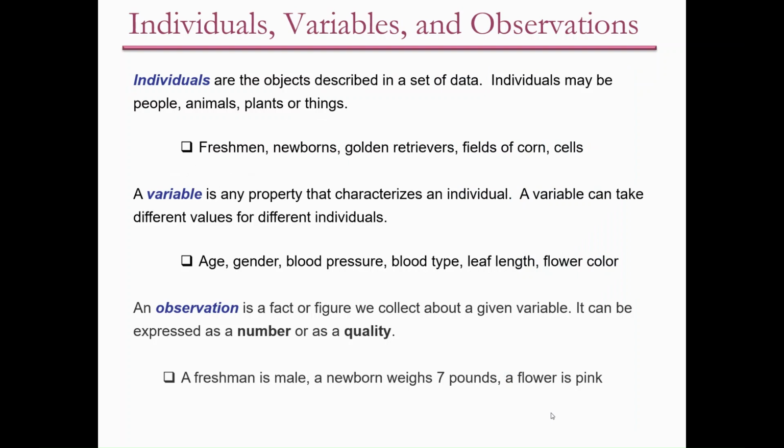A variable, it says here, is any property that characterizes an individual, and it can take on different values for different individuals. So again, maybe we're studying college freshmen, and maybe one of the things we're trying to figure out is the average age. So the variable we would wind up studying, as we're maybe surveying or looking at a list of all freshmen at a college, would be the age. But of course, we could study other variables if we're talking about college freshmen.